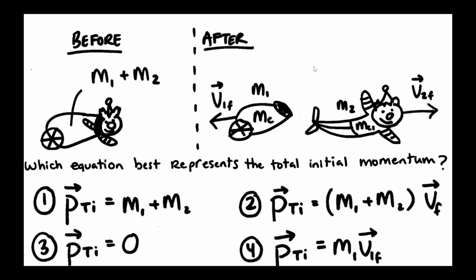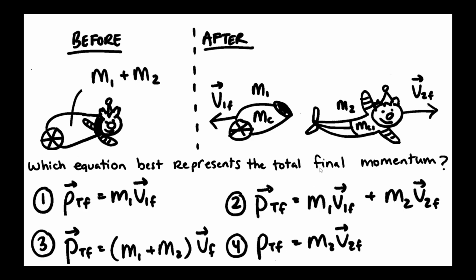Okay, we have a situation now with a clown that is being fired from a cannon. And we're asked which equation best represents the total initial momentum. So here we have m1 and m2 combined. They're at rest. So I would say the total initial momentum is 0. And then the total final momentum would be m1 v1 final plus m2 v2 final, which would be option 2.